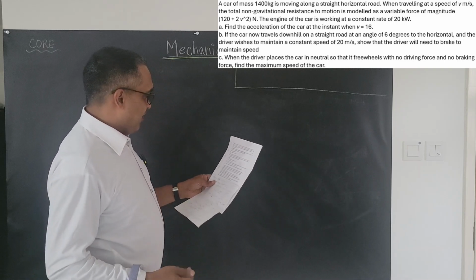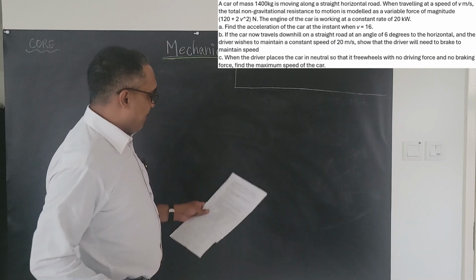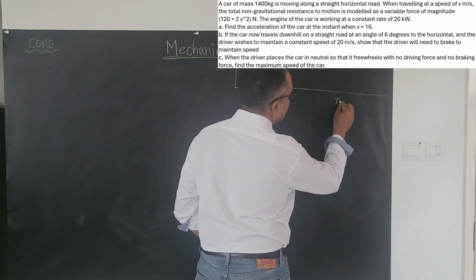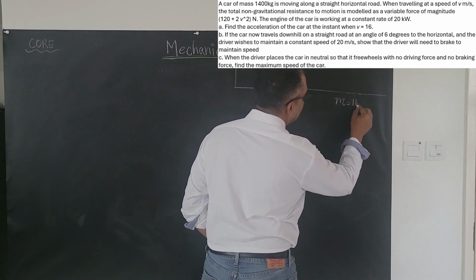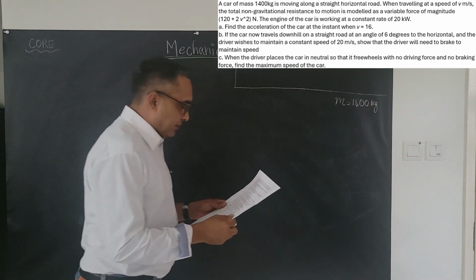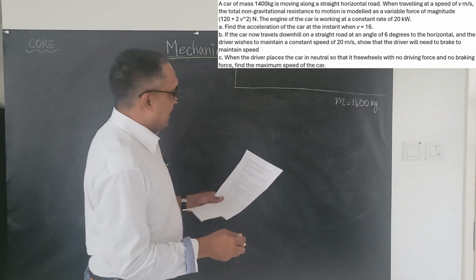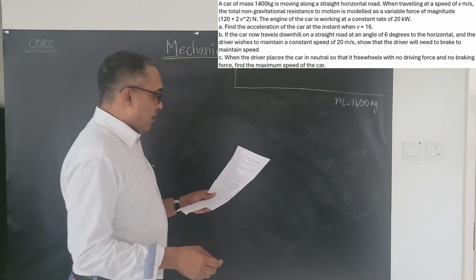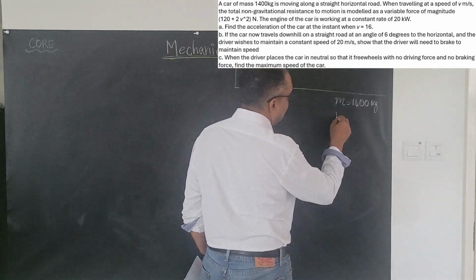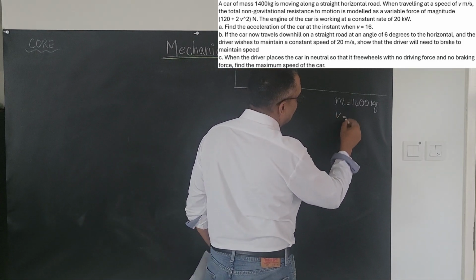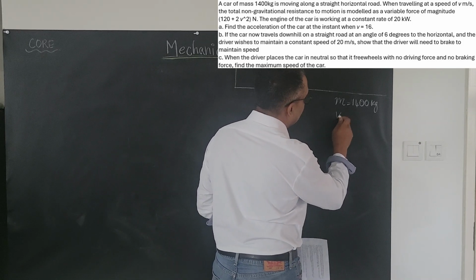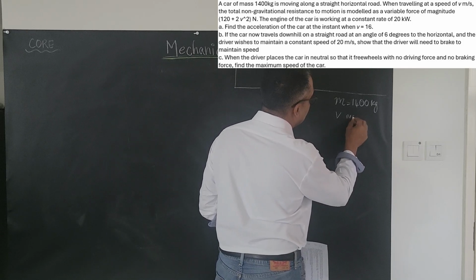Let's now take this problem and say what's given. We are given the mass. We know the mass. Again, put it in the same place: 1,400 kilograms. And we know this initially is a horizontal road, and they're calling it speed. It's called V meters per second.